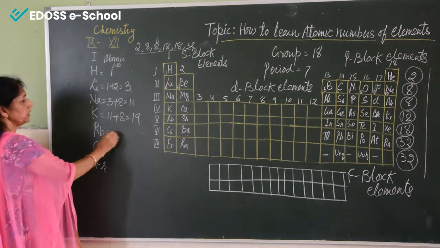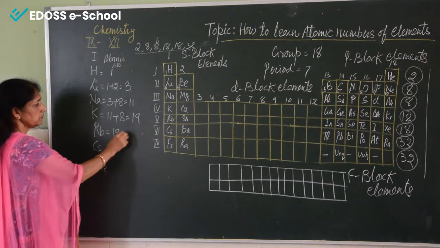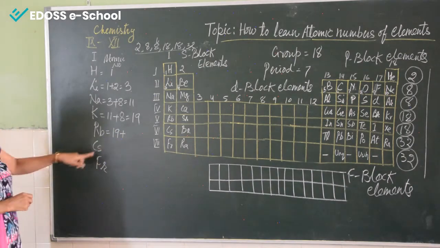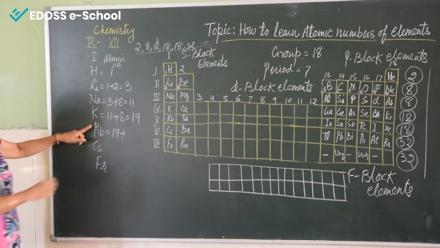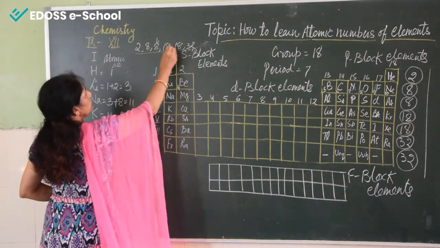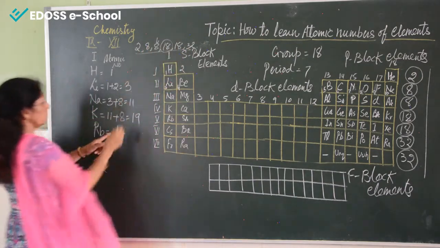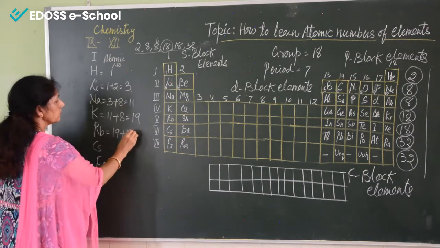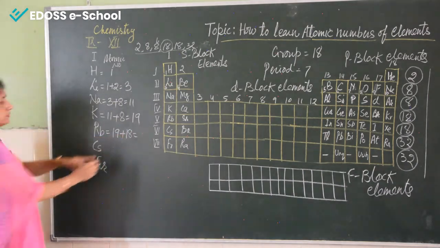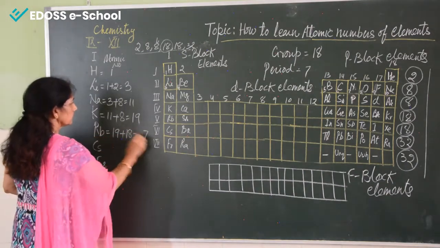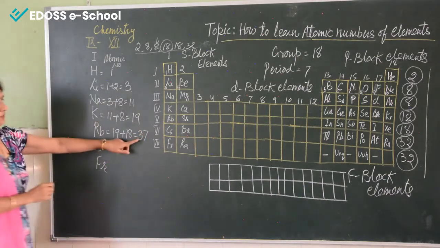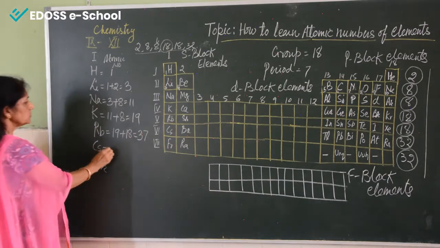Now coming to rubidium, we will take this number 19. And from here if you count 1, 2 and 3, so we will add 18 here. This is coming 37.